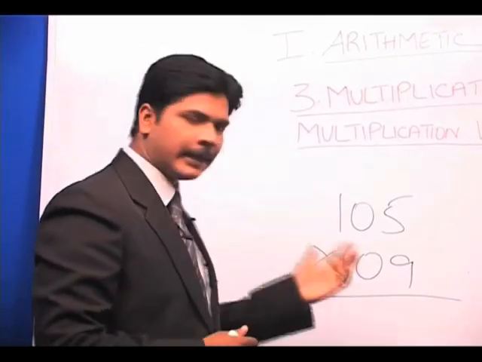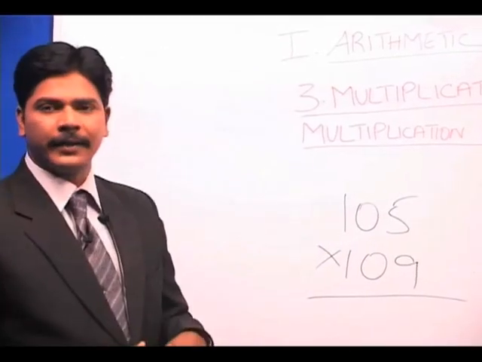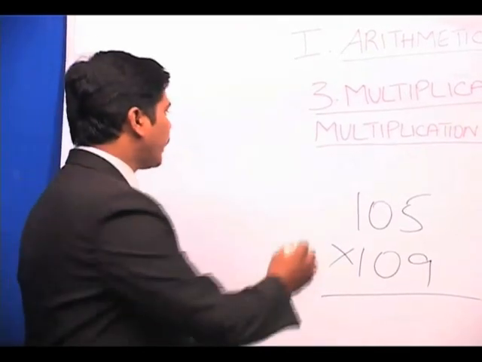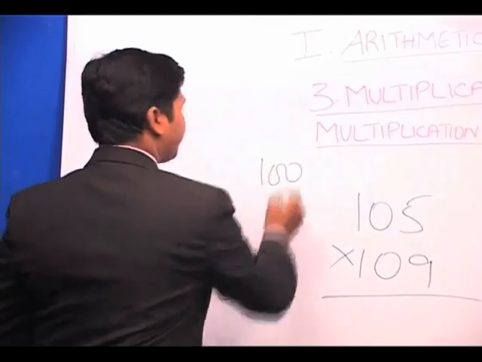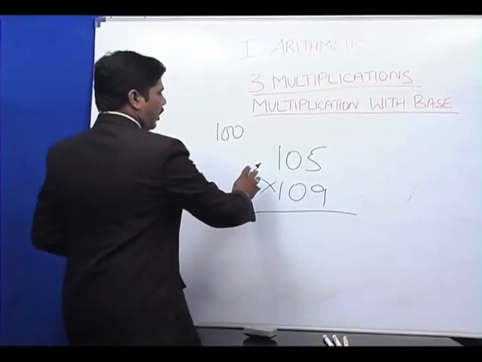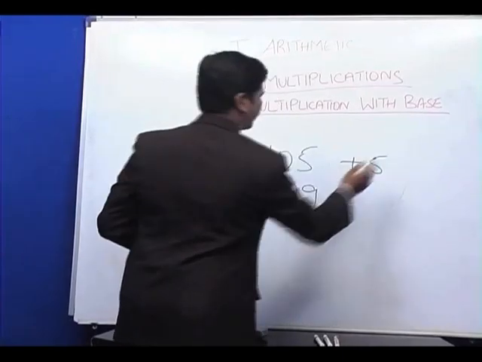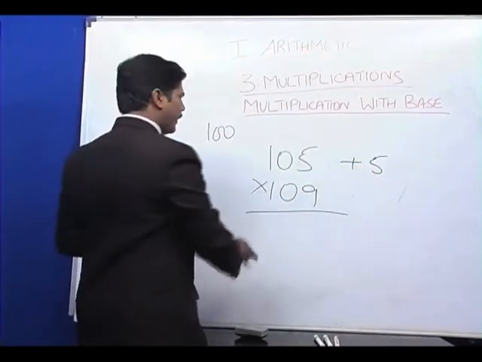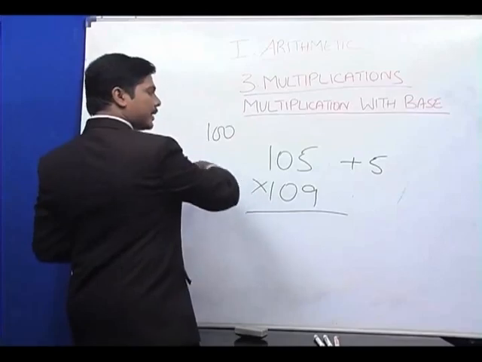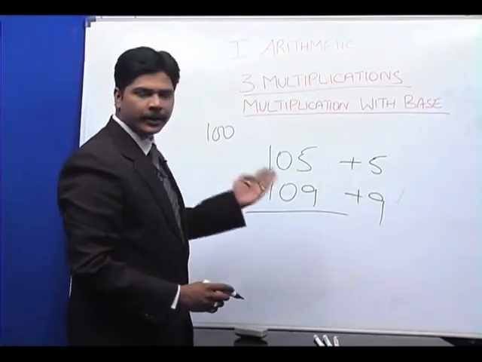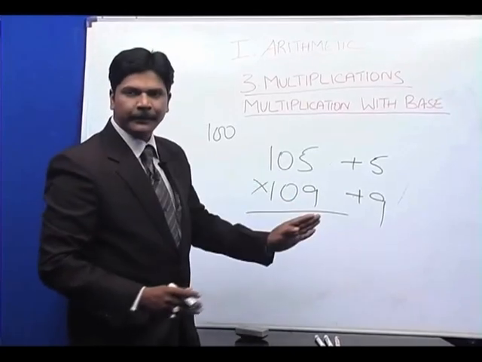Now let's postulate one more example where the numbers are above 100. Even then this can be extended to these numbers also. Now here the working base is 100. 105 minus 100, you get plus 5. You don't write 05 here, just write plus 5. 109 minus 100, you get plus 9. First you generated the complements.